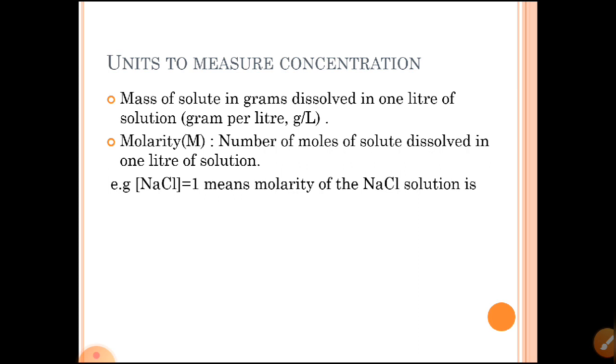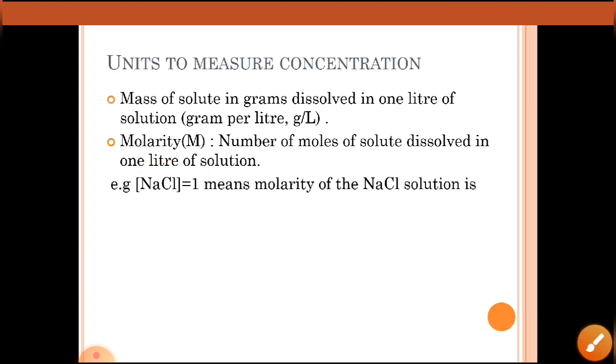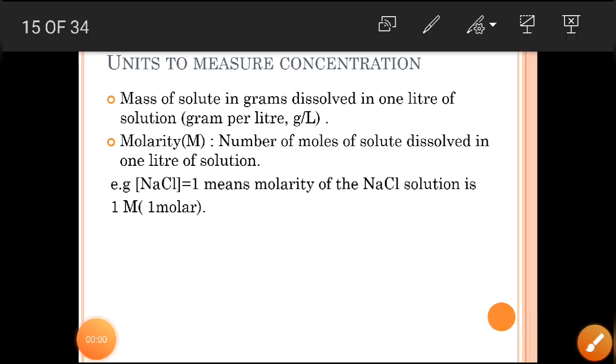Second is molarity. Molarity is number of moles of solute dissolved in 1 liter of solution, and it is expressed like this. If you want to say that 1 molar NaCl solution is there, so here you can see NaCl is written in square bracket and 1 is written, and [NaCl] is equal to 1. It means that molarity of NaCl solution is 1 molar, denoted by capital M, that is 1 M here.